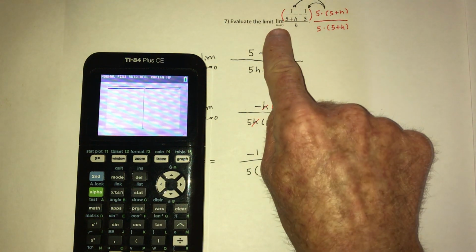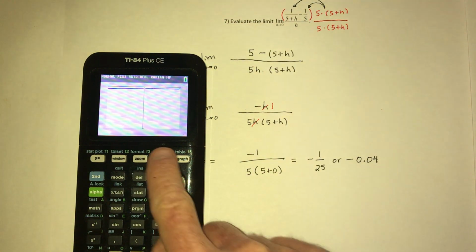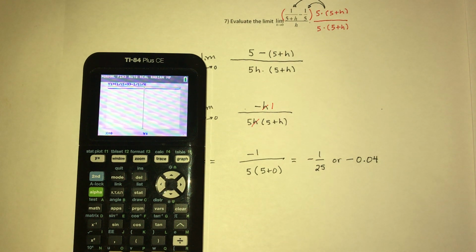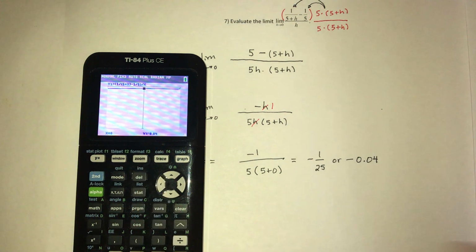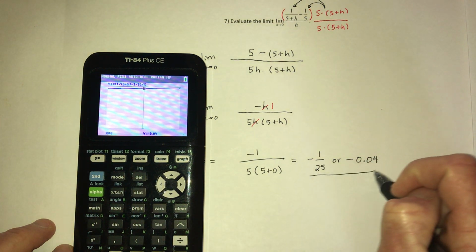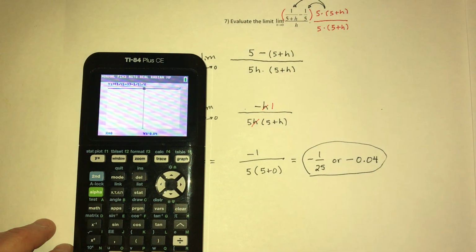Now pick something very close to 0. So go trace 0.0001. And the answer, negative 0.04. You can either leave it as a fraction or the decimal.